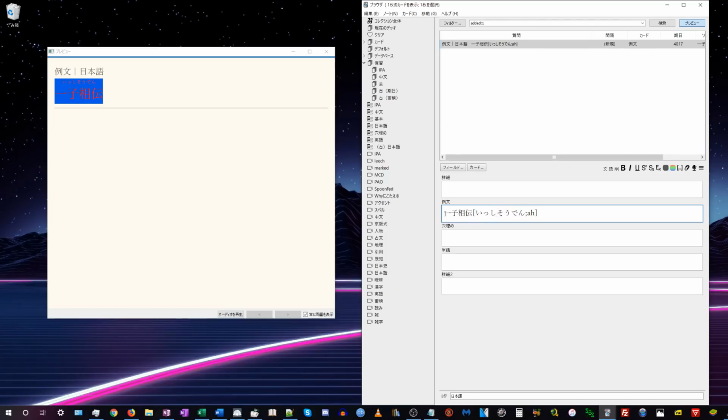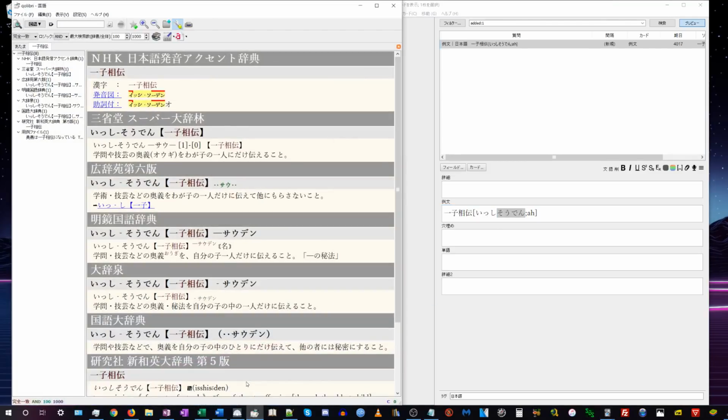So in this case, you would just be able to tell intuitively that it's ishi as the first half of the word, and then soden as the second half. And if you weren't sure, then you can look at where the dash is in the dictionary. So we have ishi dash soden. And then if you read kanji, you know that this is normally read shi, this is normally read so, so you can kind of see where it lines up intuitively.